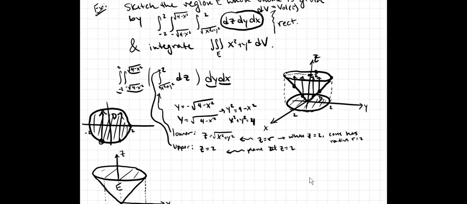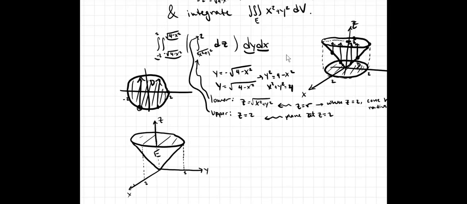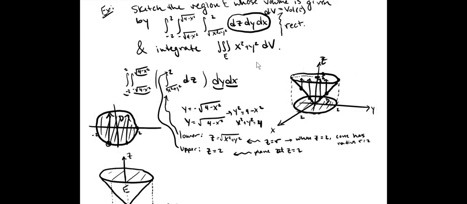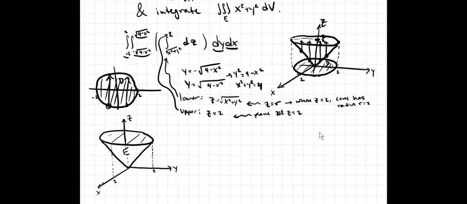And so now that we know what E is, we're being asked to integrate x squared plus y squared over E. So let's see what we get. This is going to be easy and cylindrical. Triple integral over E of x squared plus y squared dV. I should write that, that's important. Well, we already know what the footprint looks like. It's that disk of radius 2 down in the xy plane.